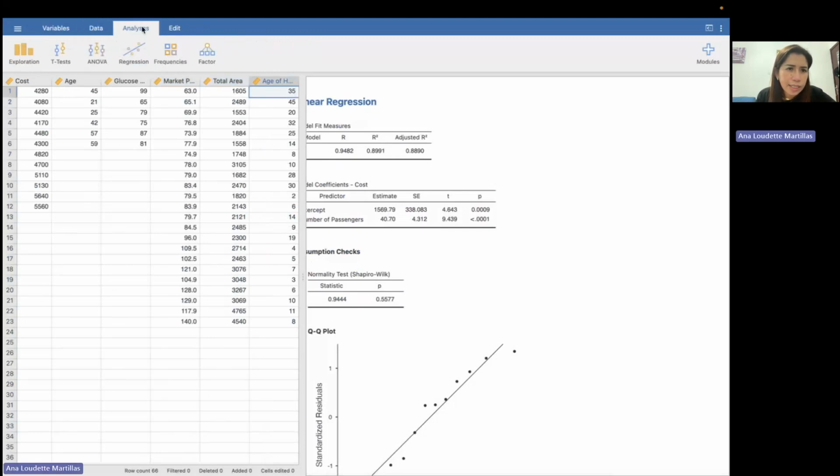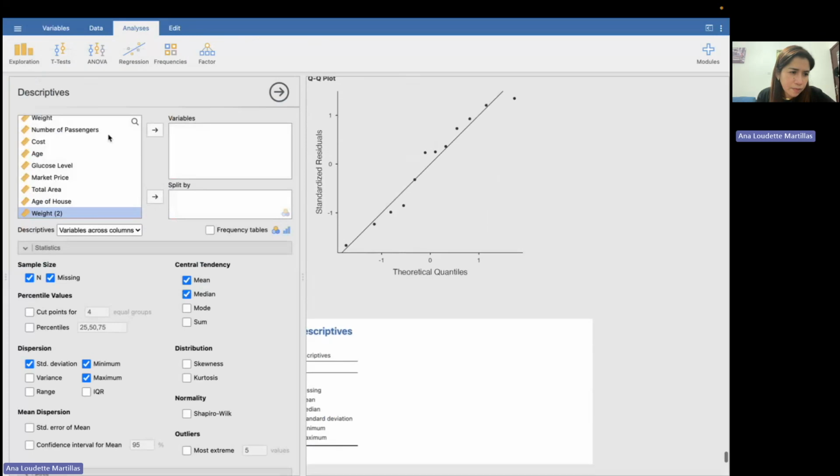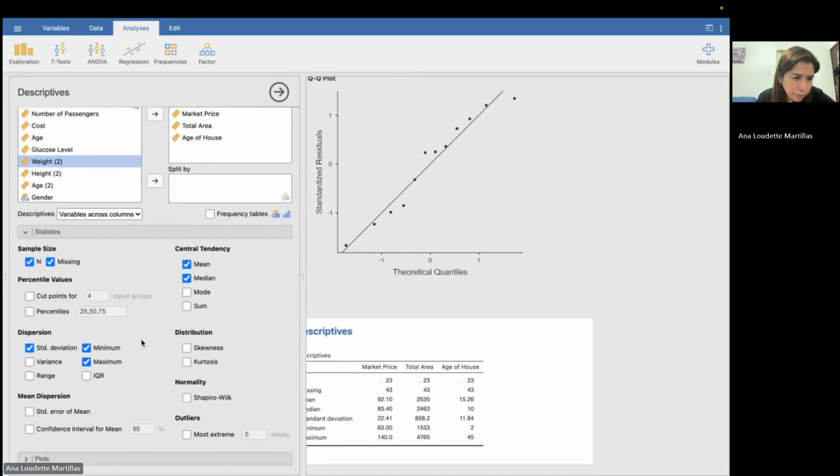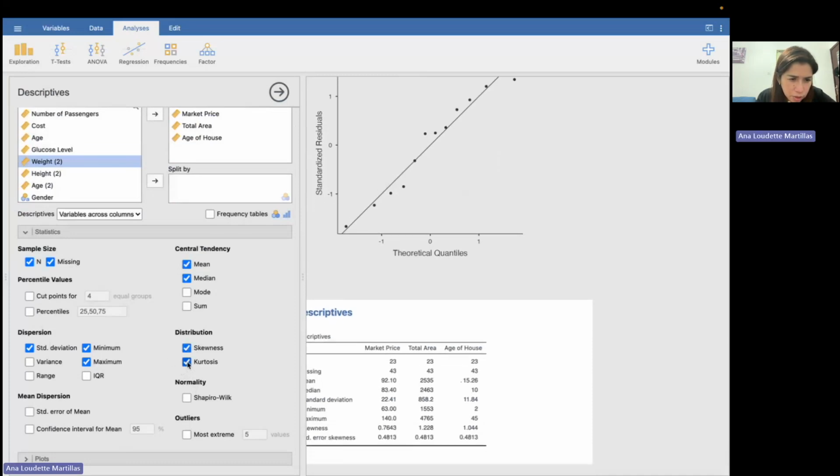So click analysis, then click exploration, click descriptives, move all variables to the variable box. Those are the market price, total area, and age of the house. Under statistics, minimum, skewness, kurtosis.